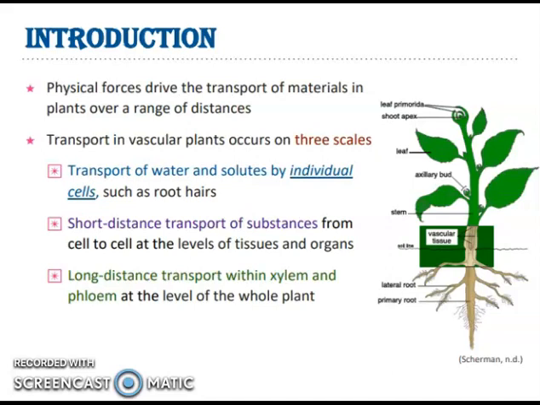Transport in vascular plants occurs on three scales or levels. The first is the transport of water and solutes by individual cells, such as happens in root hair tissue. The second level is short-distance transport of substances from cell to cell at the level of tissues and organs. Lastly, the third level is long-distance transport within xylem and phloem at the level of the whole plant.